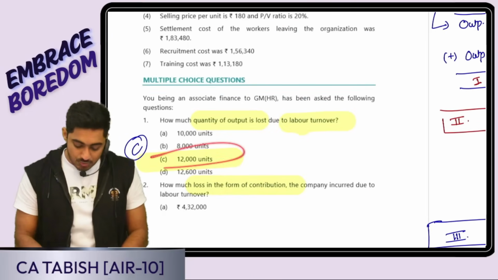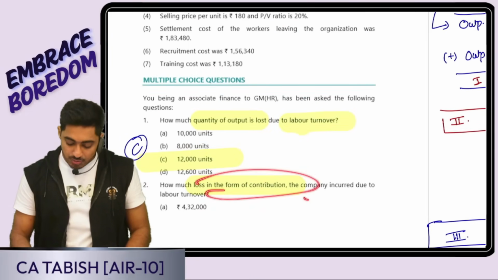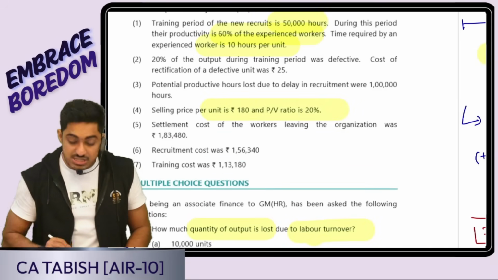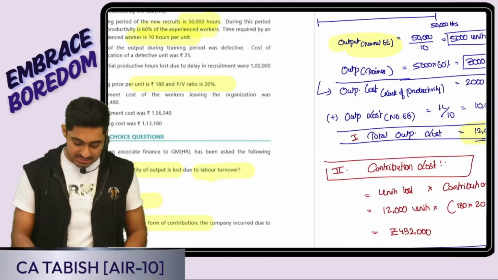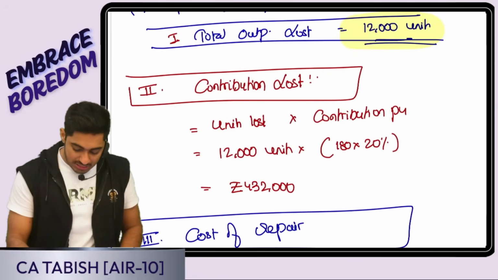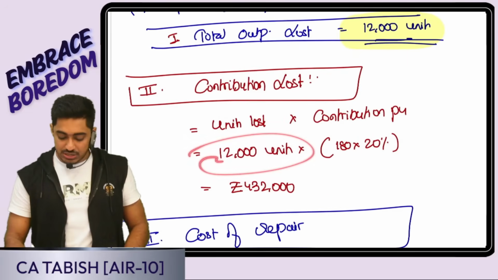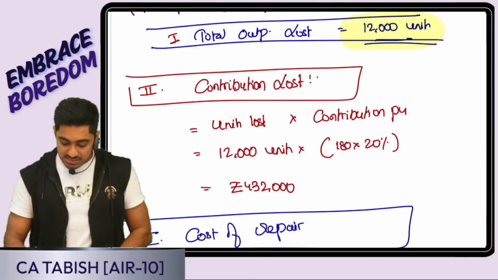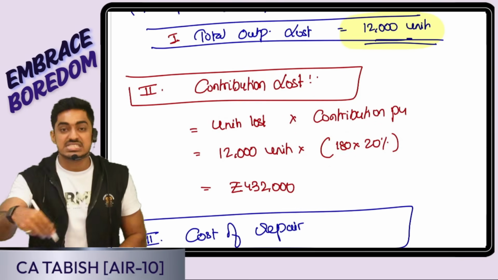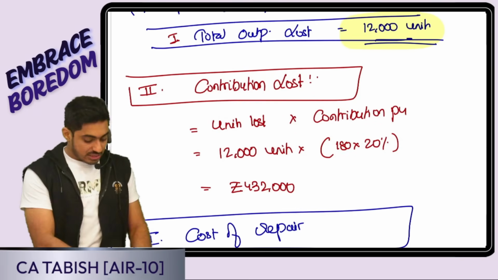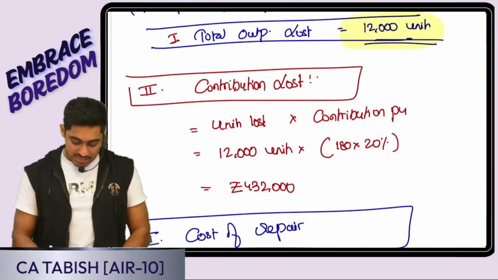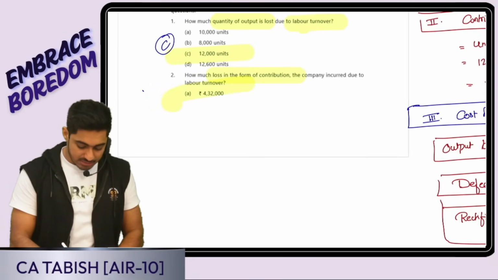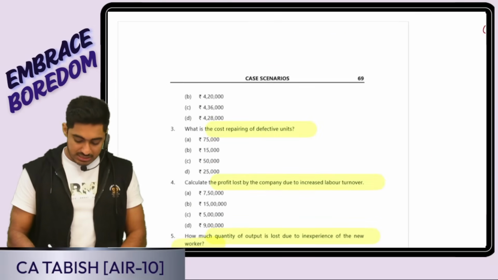The first requirement is 12,000. The second one is contribution lost due to labor turnover. The question tells me that selling price is 180 and PV ratio is 20%. Contribution per unit is 180 into 20%, which is 36. So I lost 36 on 12,000 units, 36 into 12,000, which comes to 4,32,000. That is option A.